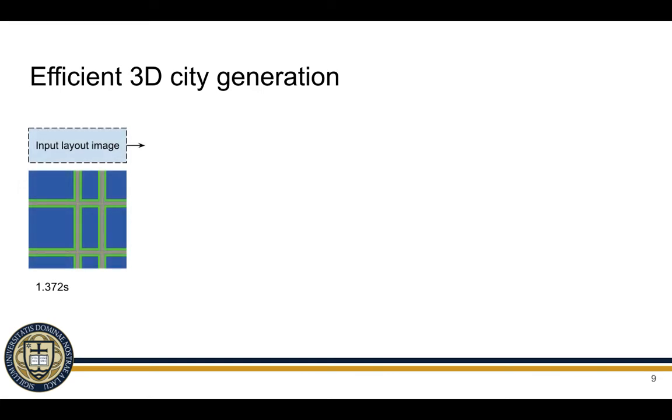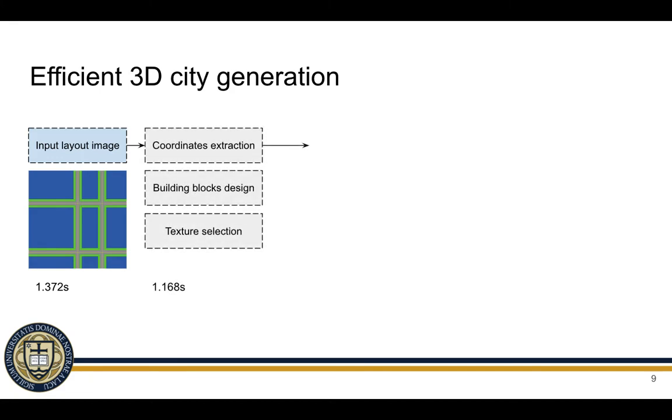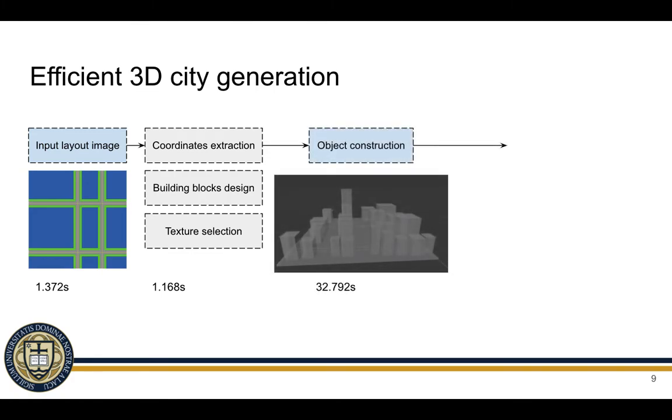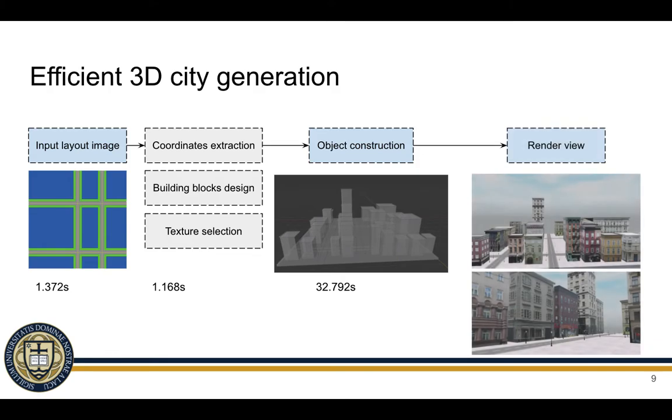To recap the pipeline, we firstly generate the input layout images with color blocks representing different city elements. The coordinates of buildings, roads, and street lamps are then extracted. Buildings are assigned with corresponding textures. Then the 3D city model will be constructed with elements in place. The object is now ready for render. Each step costs just seconds, and on average, the whole pipeline takes around 35 seconds to generate a city object.